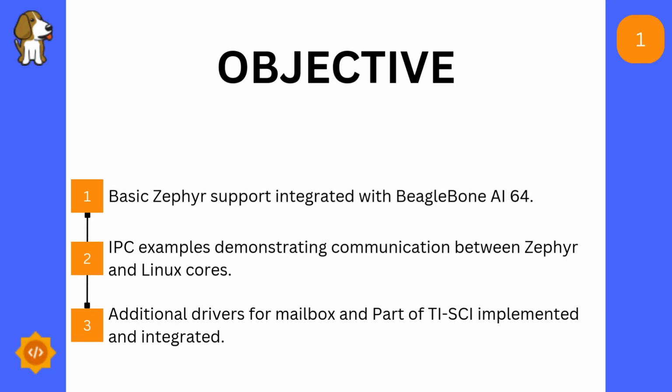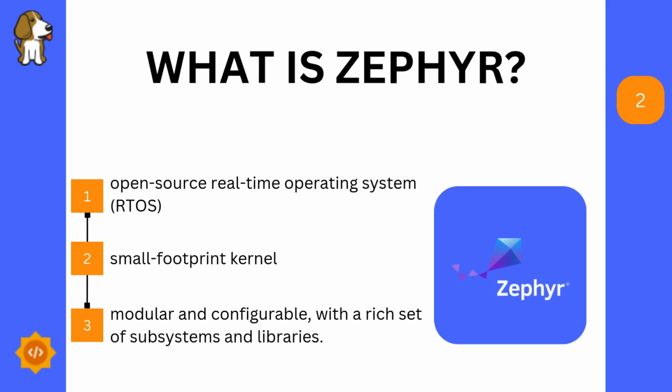The objective will be in three parts: a basic implementation of Zephyr RTOS on the BeagleBone AI64, an inter-process communication example between a Linux and a Zephyr RTOS, and an implementation of drivers that consist of the mailbox and the TI-SCI client. So at this point, many people may be wondering about the keyword Zephyr.